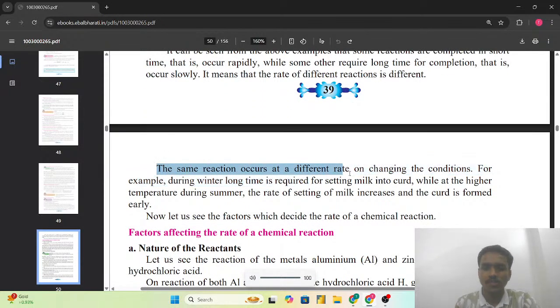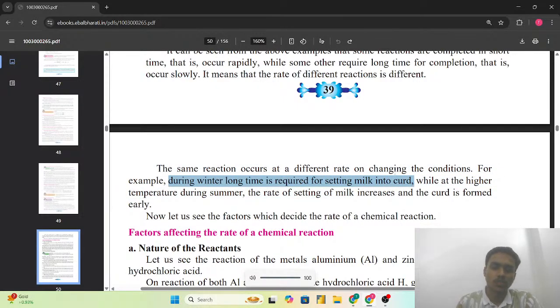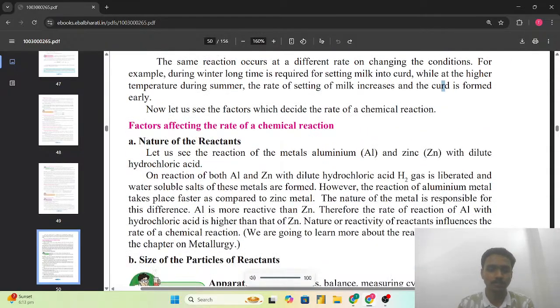The same reaction occurs at a different rate on changing the conditions. For example, during winter, a long time is required for setting milk into curd. If we want to make curd from milk in the winter season, it takes a long time. While at the higher temperature during summer, the rate of setting of milk increases and the curd is formed early. Compared with winter, converting milk into curd in summer is a short process that does not take much time.